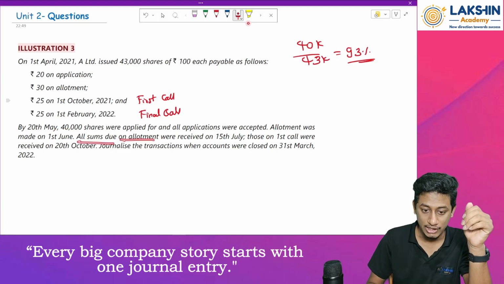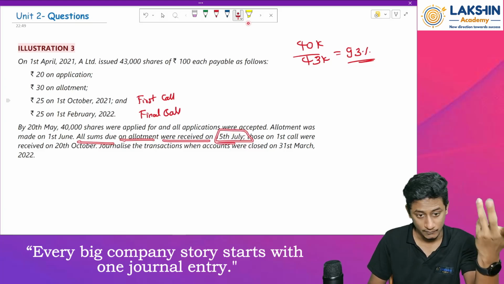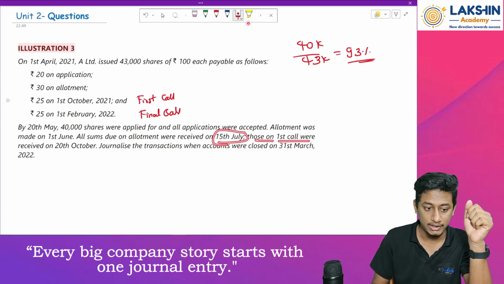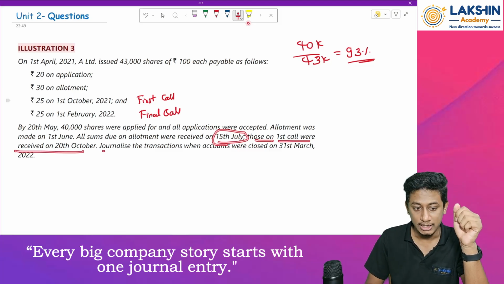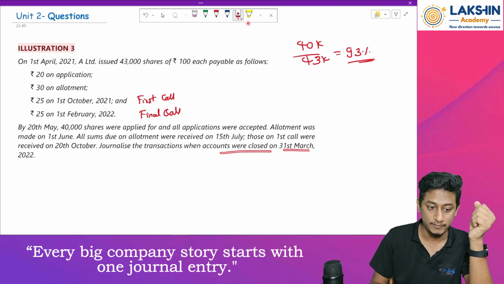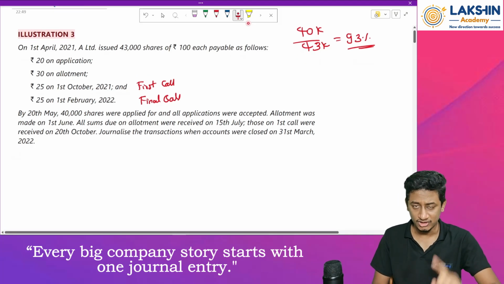All the sums due on allotment were received on 15th of July. Okay. So some receipt date is also given to us. Those on first call were received on 20th October. So journalize the transactions when accounts were closed on 31st of March 2022. Okay. So let's start. So, first entry.